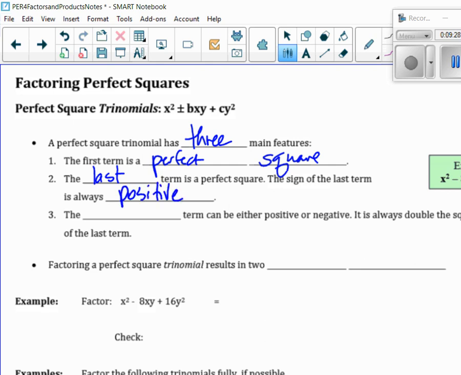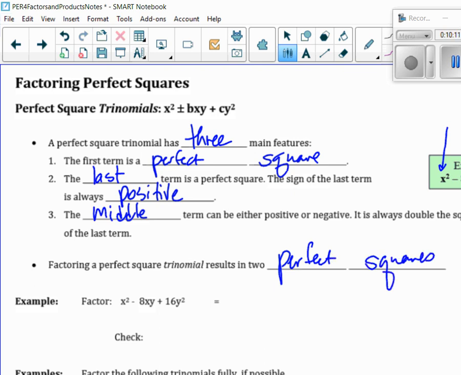Okay, so if you look at this, so far so good. The first term is a perfect square, the last term is a perfect square, and this is a positive sign. Okay? So the middle term can be positive or negative, and if it's negative here, that means when I factor it, it's a minus times a minus. If it's a plus there, then I know it's a plus times a plus. It's always double the square root of the last term. So factoring a perfect square trinomial results in two perfect squares.